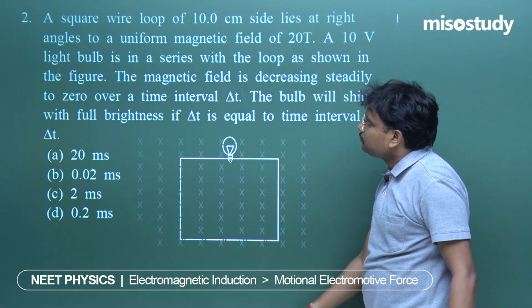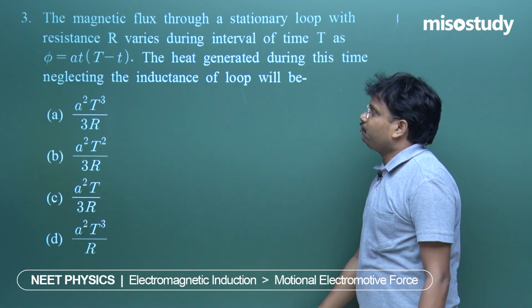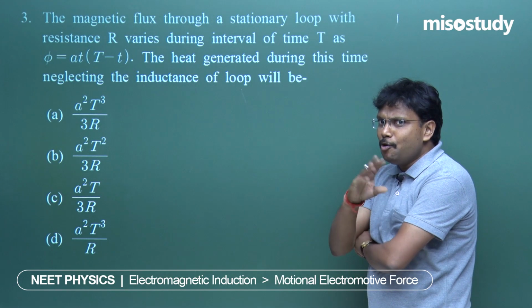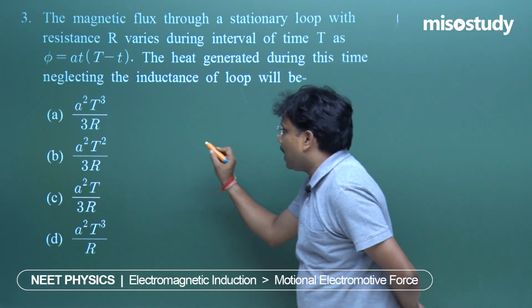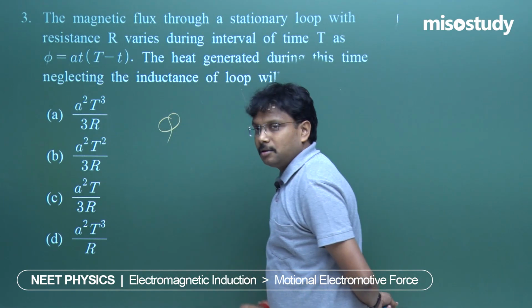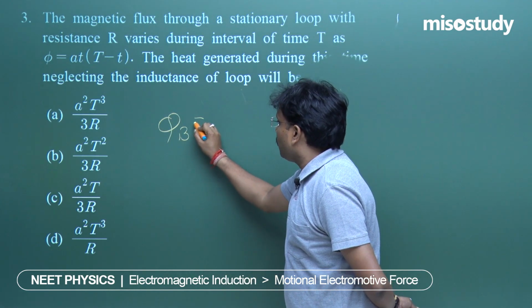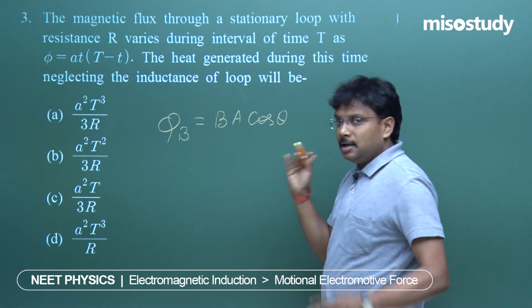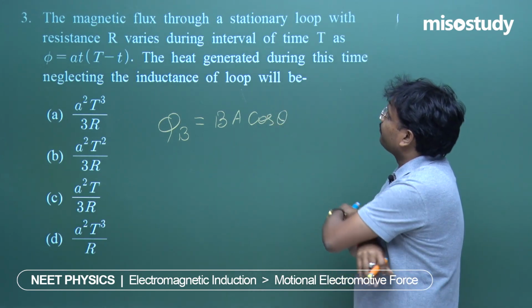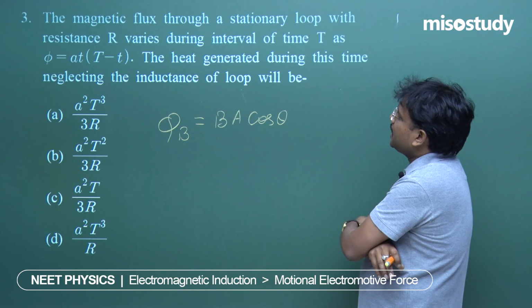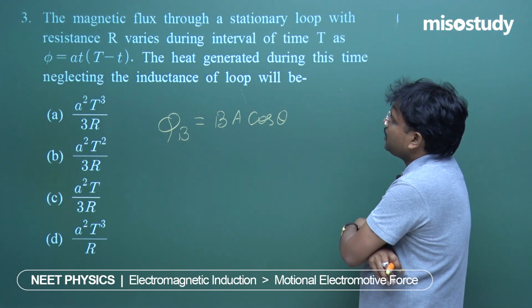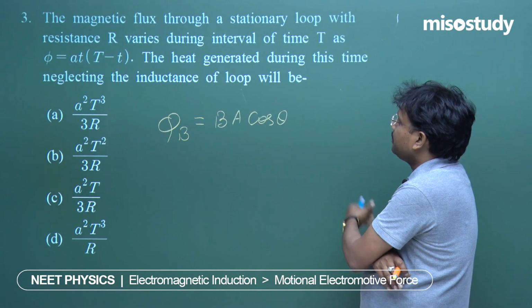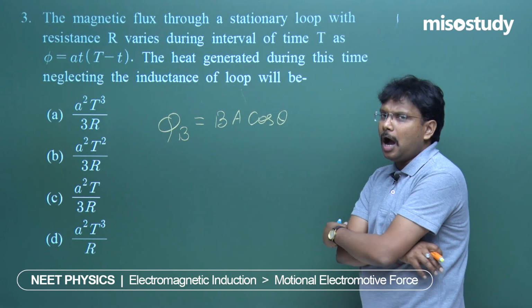So here comes your question number 3. Now the magnetic flux, this sentence comes into your mind, phi B is equal to B A cos theta. This formula should come to your mind anyway. With resistance R, the flux varies during an interval of time t as phi is equal to a t into (T minus t). The heat generated during this time, neglecting the inductance of the loop, will be how much?